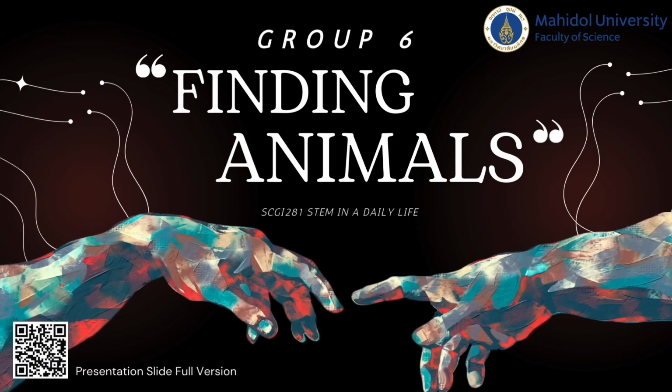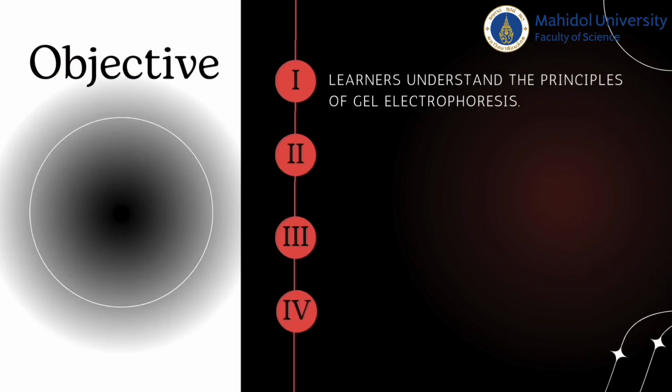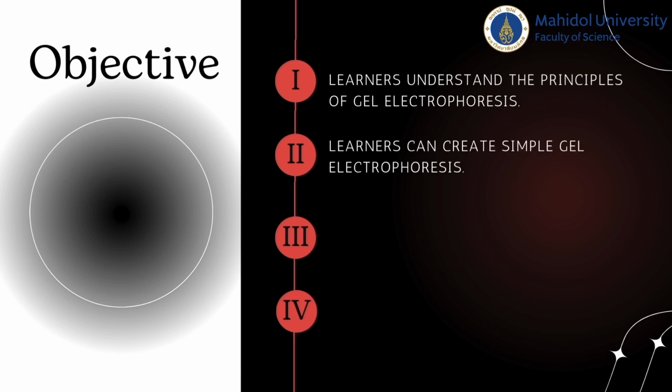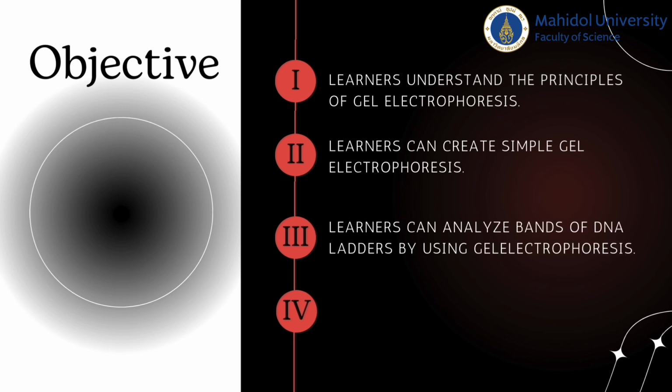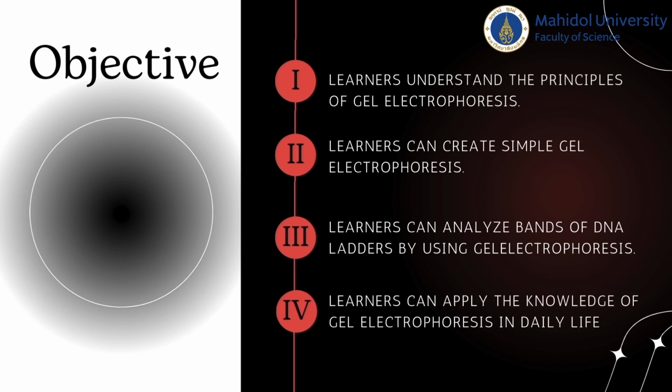So now let's start. In this activity, we have these objectives. First, learners understand the principle of gel electrophoresis. Second, learners can create a simple gel electrophoresis. Third, learners can realize or analyze the bands of DNA ladders by using gel electrophoresis. And the last one is learners can apply the knowledge of gel electrophoresis in their life.